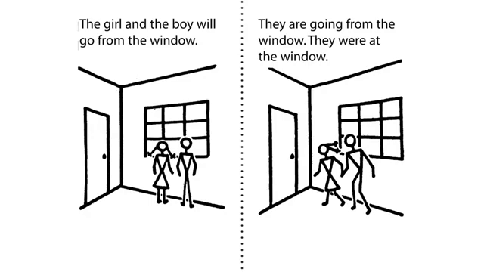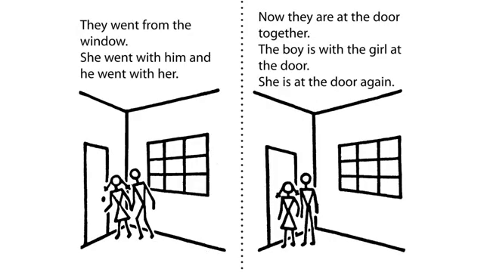The girl and the boy will go from the window. They are going from the window. They were at the window. They went from the window. She went with him, and he went with her. Now they are at the door together. The boy is with the girl at the door. She is at the door again.